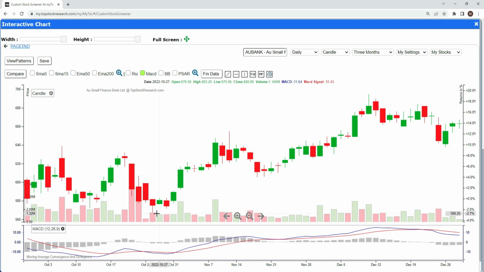So the price is making lower lows, whereas the MACD is making higher lows in AU Bank over here. Rahul, if you see over here, the MACD is making higher lows, whereas the price is making lower lows. We were just fortunate to find a divergence in the stock that you mentioned, and then there was a rally up there.